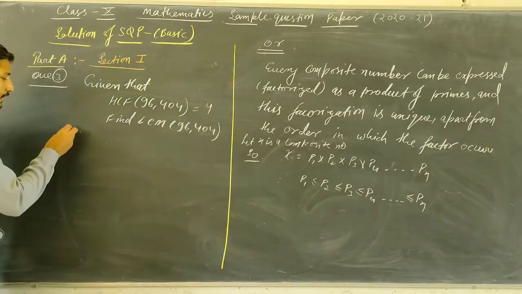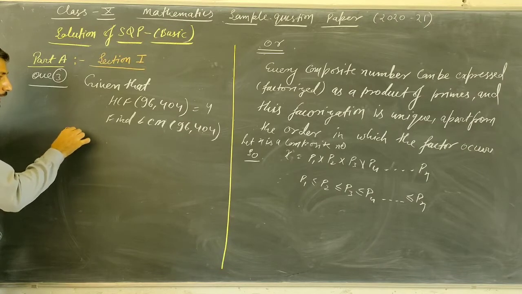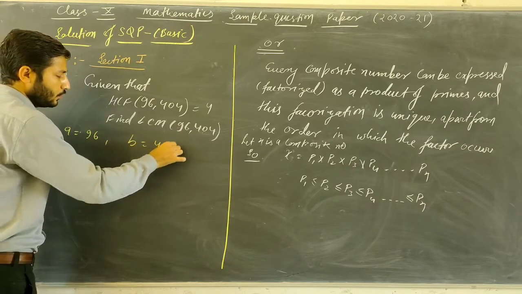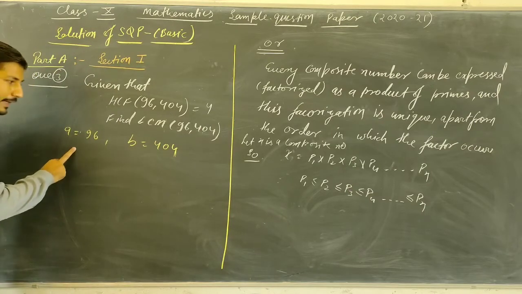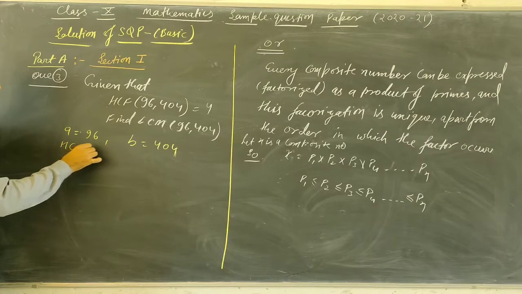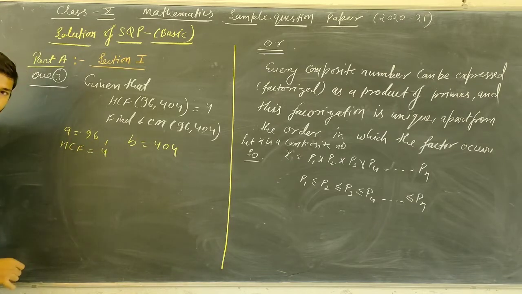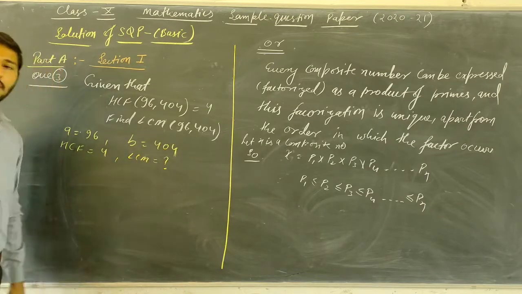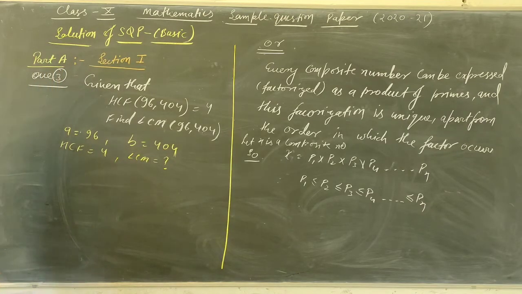So you can mention we have two numbers, A as 96 and B as 404. Here HCF is equal to 4. The HCF of these two numbers, how much do we have? 4. We have to find out the LCM. We don't know what the value of LCM is. So how can you solve?